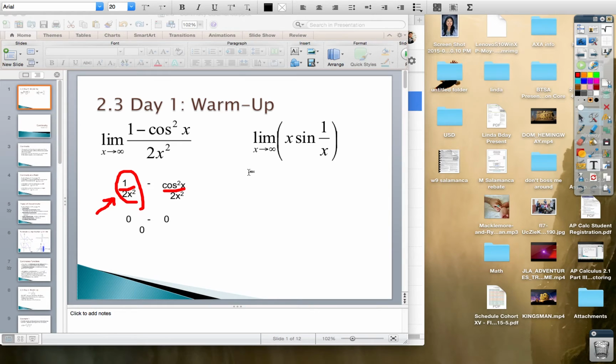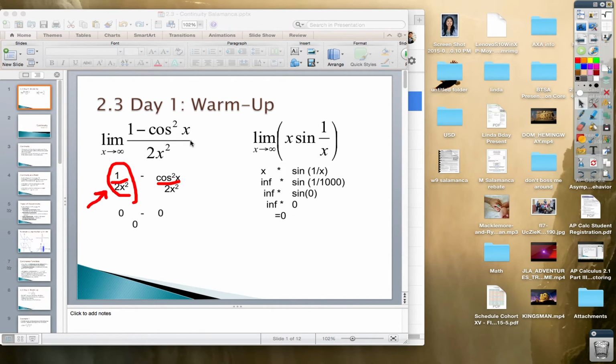For example 2, we want to split this up again. So this will be x times sine of 1 divided by x. The limit as x approaches infinity here will be infinity times sine of, well, let's pretend that infinity approaches 10,000. You'll remember that sine of 1 divided by 10,000, and as this approaches infinity, we'll get closer to 0. So we're really looking at sine of 0. Sine of 0 is obviously 0. So infinity times 0 is 0. So that is our limit for those two problems.